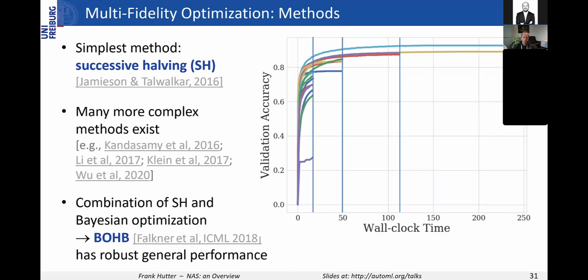These methods are very promising, but they also tend to be somewhat brittle. And so in our experience, we did see a simple combination of successive halving or Hyperband and Bayesian optimization yield better performance, in particular this BOHB algorithm you saw.